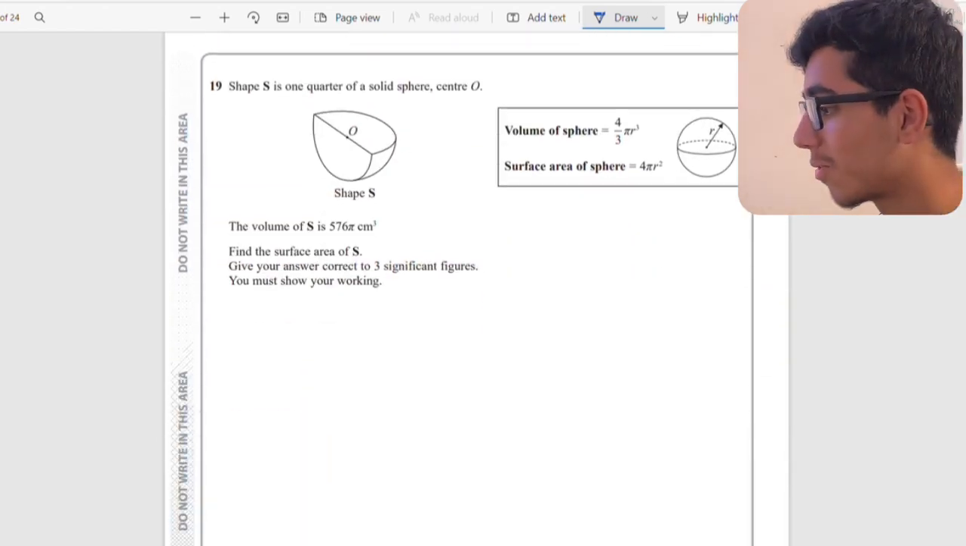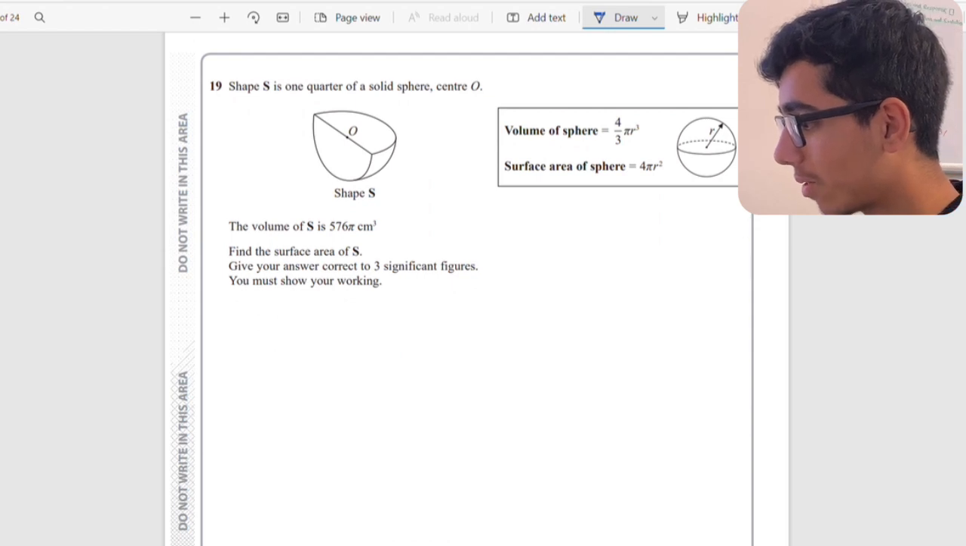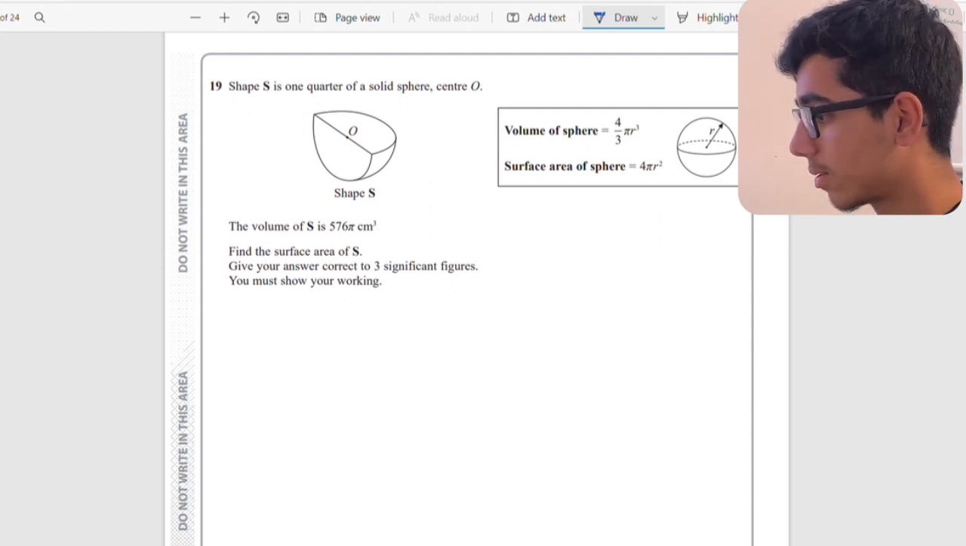Shape S is 1/4 of a solid sphere. Okay. The volume of S is.